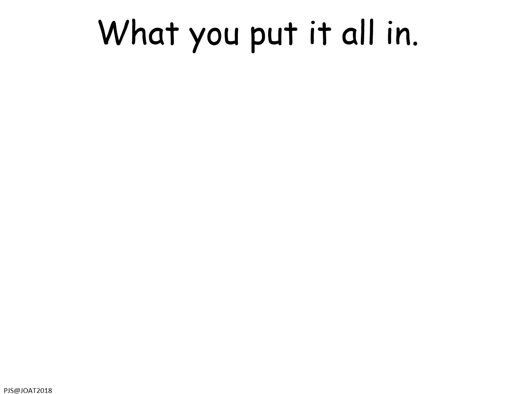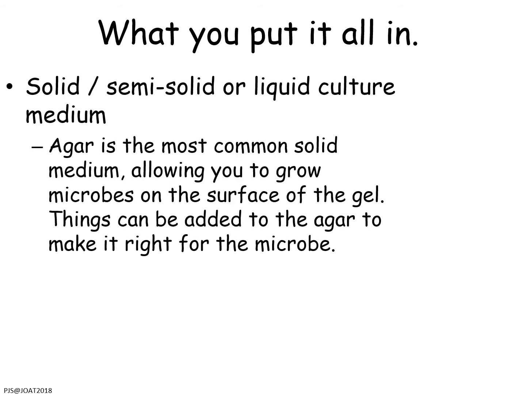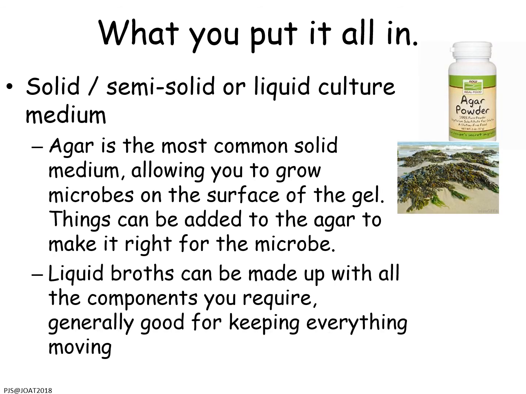So what do we do once we know what we need? Once we know what we need, we suspend it all in something that they can grow in. The most common one of these is agar. Agar is a solid medium which allows you to grow microbes on the surface of the gel. You've done this with agar plates. You can also have liquids, like a culture broth, where you can just put everything you need, and that will allow them to keep moving around, so they grow throughout the liquid medium, rather than on top of a solid. The important thing is just making sure you've tweaked it so everything you need is there.